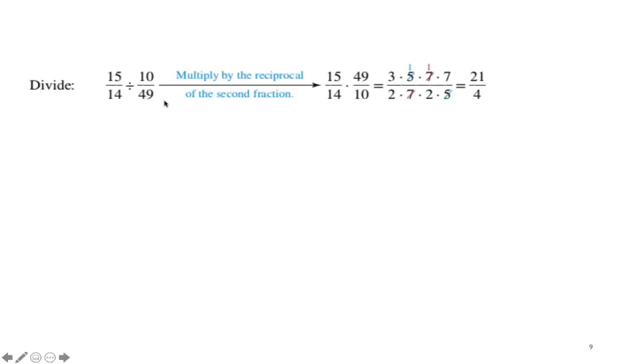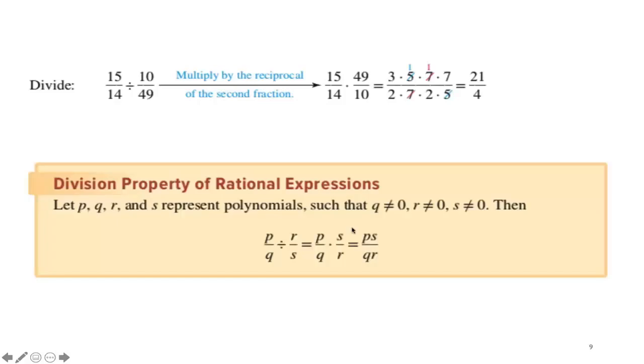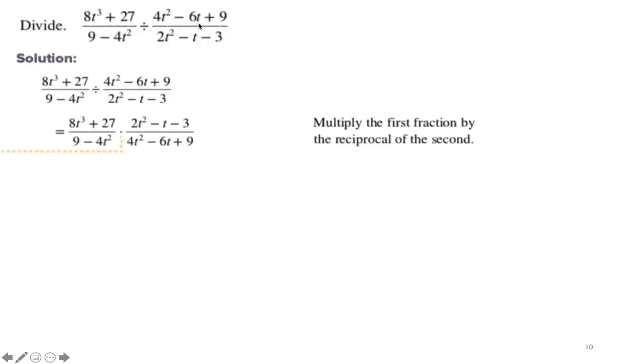Now when you divide, you remember that when we divide two fractions, we simply multiply by the reciprocal of the second fraction. So if I divide this, I take the second fraction and I flip it, and then I multiply just like before, and I cancel just like before. So again, if you have a division, you just multiply by the reciprocal. For example, here's a rational expression divided by another rational expression. And so again, I'm going to multiply by the reciprocal.